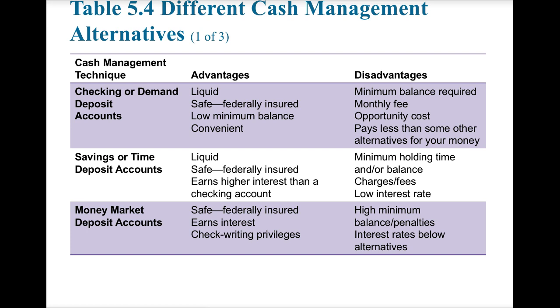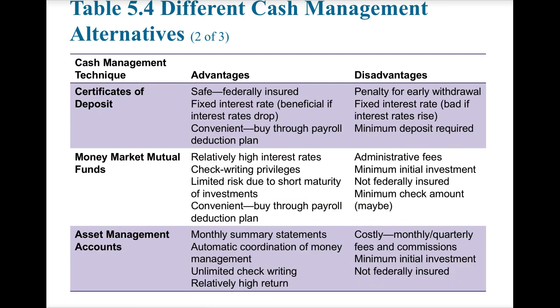Now, savings accounts, these are also very liquid and they pay a higher rate of interest, but they could be subject to charges and fees as well. And the money market deposit account is going to have the highest rate of interest, and they are federally insured and they do have check writing privileges, but there are some drawbacks with these as well, as usually higher minimum balances than a savings or checking account.